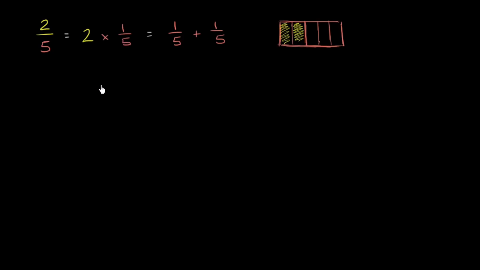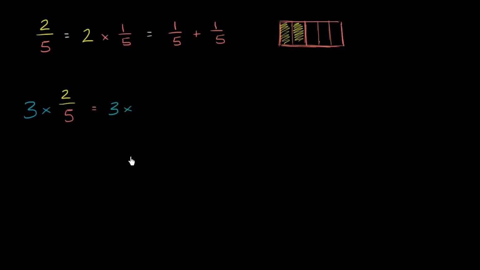Now let's think about something a little bit more interesting. What would 3 times 2 fifths represent? I encourage you to pause this video and, based on what we just did here, think about what you think this would be equivalent to. Well, we just saw what 2 fifths is the same thing as, so instead of 3 times 2 fifths written like this, let me write 2 fifths like that.